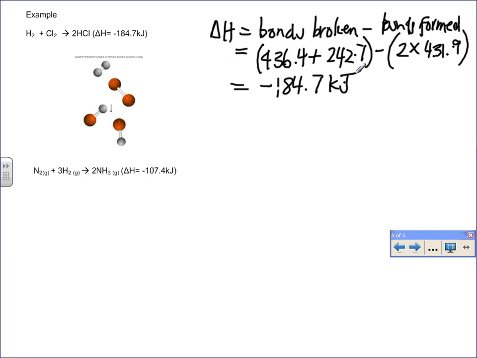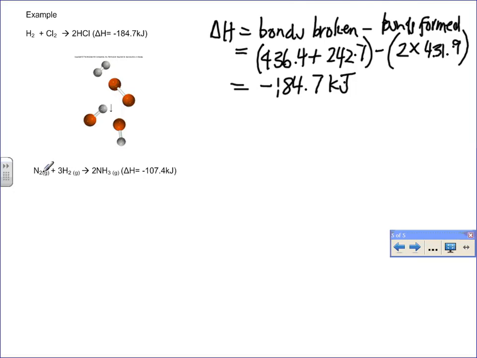kilojoules. In this case, it's an exothermic reaction. If you look at it, the energy that was required to break the bonds is lower than the energy that was released when we formed the new bonds. So when we say it's all about the net energy difference, that's what we're looking at. We require a certain amount of energy, we get back a certain amount of energy. Whichever is greater is going to decide whether it's an endothermic or exothermic reaction.